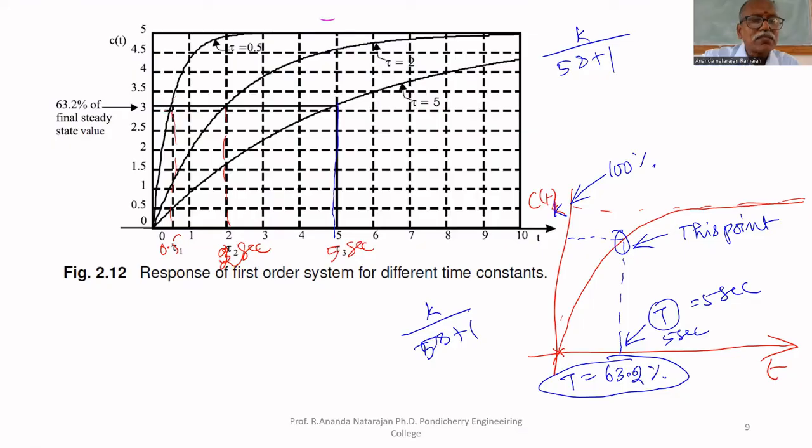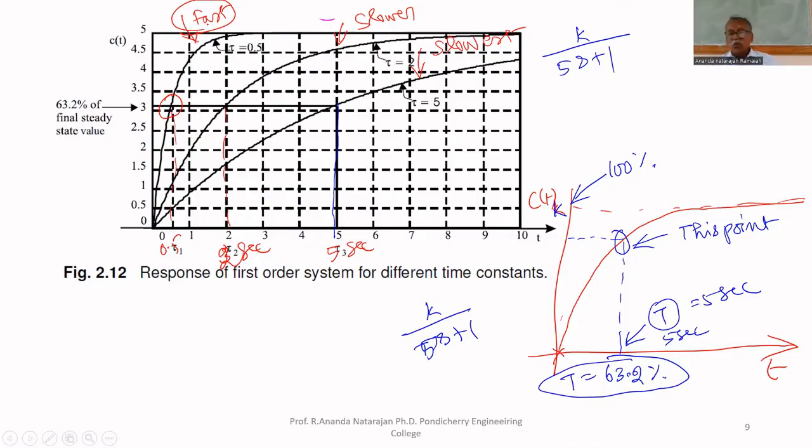The first system, which takes only 0.5 seconds to reach 63.2% of final value, is the fast system. Then this system is slow, this is the slowest system, and this is a slower system. This is the fast system because the time constant is 0.5. For this the time constant is 2, and for this the time constant is 5.